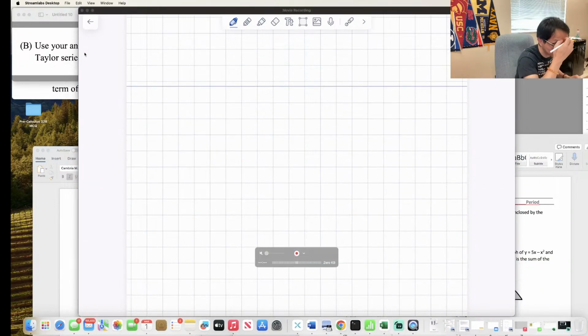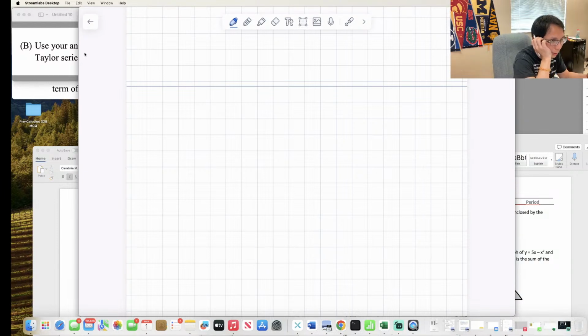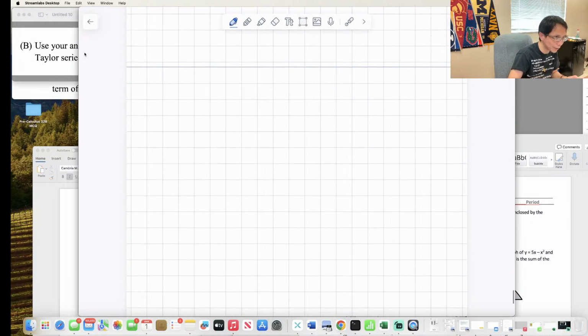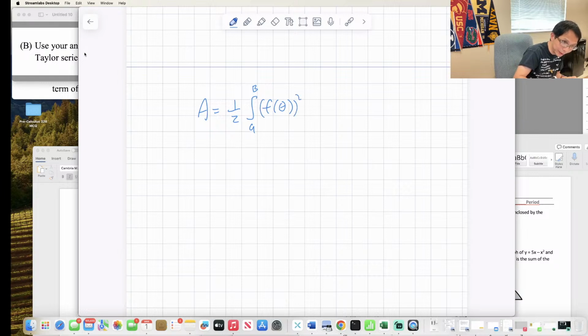All right, so last period I kind of struggled through technology, but this period should be a lot better because I set up already. So I'm going to start with the area under the curve first. In here, the area under the curve is going to be 1/2 integration between A to B of f of theta squared d theta, or you can write it as 1/2 integration A to B of r squared d theta.